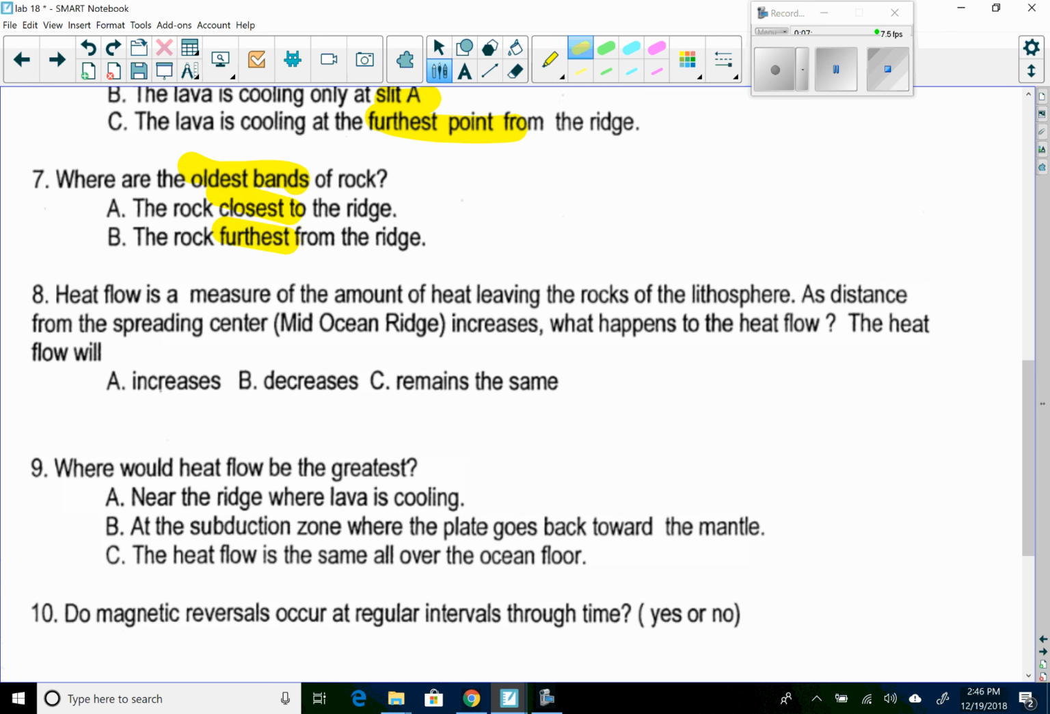Number 8, heat flow is a measure of the amount of heat leaving the rocks of the lithosphere. As distance from the spreading center, mid-ocean ridge, increases, what happens to the heat flow? The heat flow will A, increase, B, decrease, C, remain the same. Question 9. Where would heat flow be the greatest? A, near the ridge where the lava is cooling. B, at the subduction zone where the plate goes backwards towards the mantle. C, the heat flow is the same all over the ocean floor.